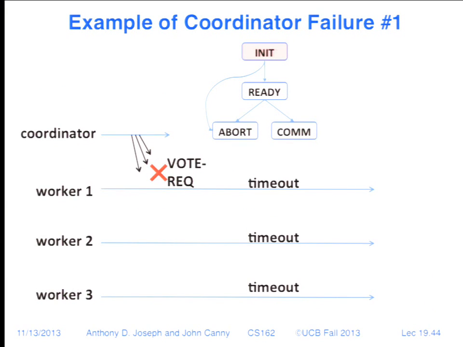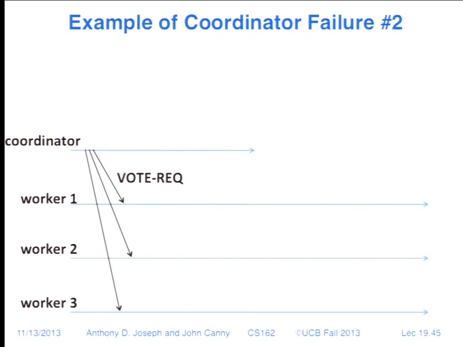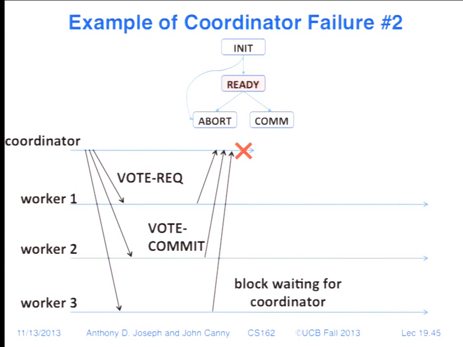Okay. So here's the timeline for that. In the first case, the vote request didn't get out. All of the workers will time out and send their abort message. In the second type of failure, the vote request did come out from the coordinator, which means vote commit messages came back to the coordinator, but it failed to continue from that point. Something went wrong. The workers are waiting for something to happen, but they can't proceed. They can't change state because it's not clear whether this transaction is eventually going to come back online and complete, or whether it has to be aborted.